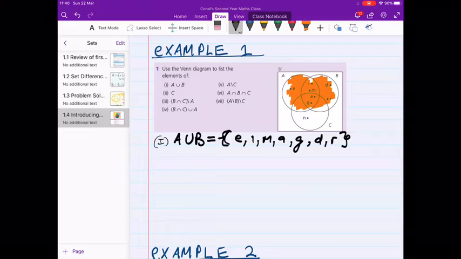Now I made a silly mistake there. That should be a curly bracket. So don't make the same mistake as me. Make sure you include curly brackets for your sets. So that's the set A union B. So I can get rid of that now.